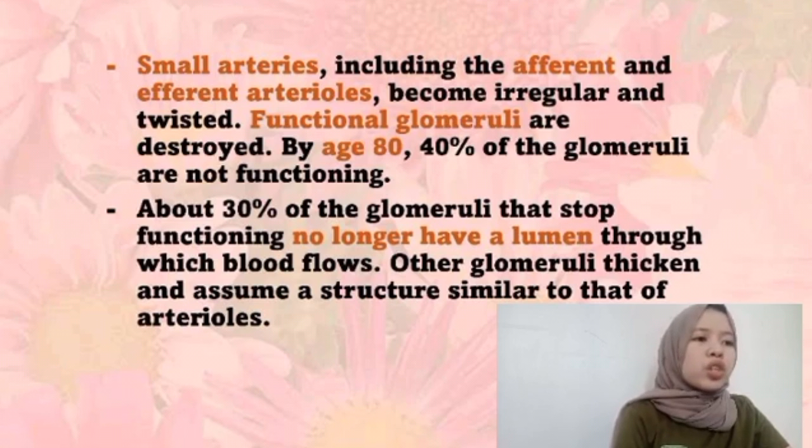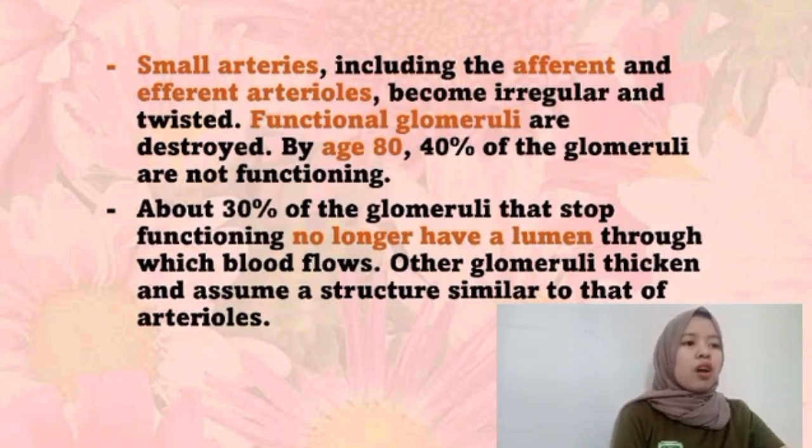Afferent arterioles maintain the blood pressure, which is important because it maintains our blood pressure. Efferent arterioles maintain the glomerular filtration rate. By age 80, 30% of the glomeruli are not functioning. The glomeruli are responsible for our blood filtration.